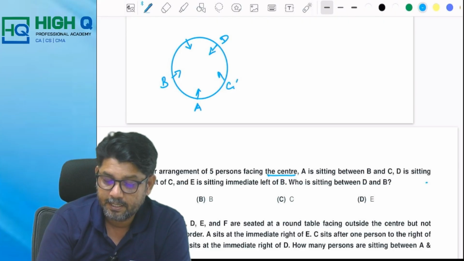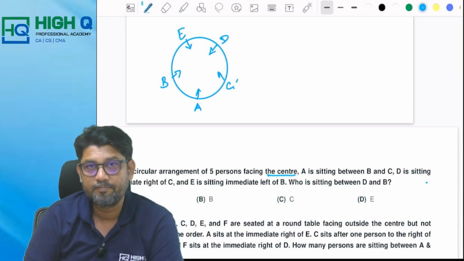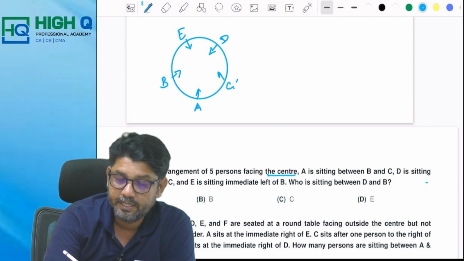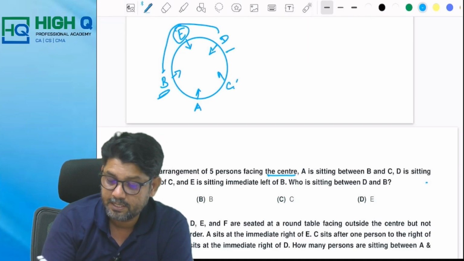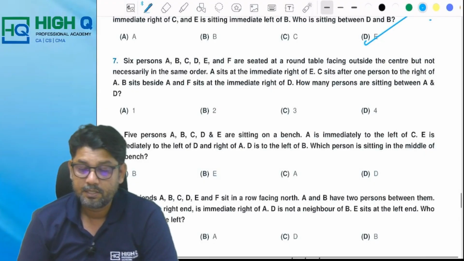Next one. E is sitting immediate left of B. Who is sitting between D and B, my dear? Between D and B, we have E. So our answer is E. That's it. Now, sum number 7.